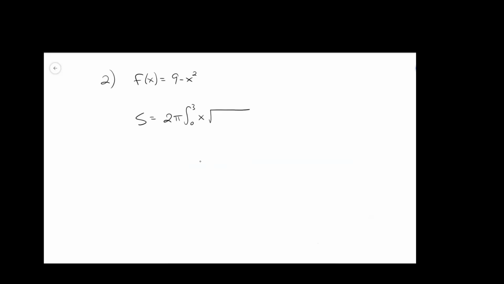And then 1 plus, actually, let's go ahead and find that derivative here. F prime here, this is pretty easy. It's negative 2x, right? And then f prime squared is going to be 4x squared. So that's what's going to go here. 1 plus 4x squared. And then the dx on the end.